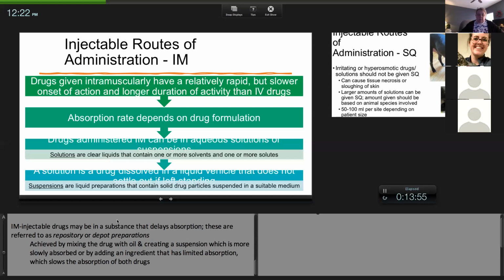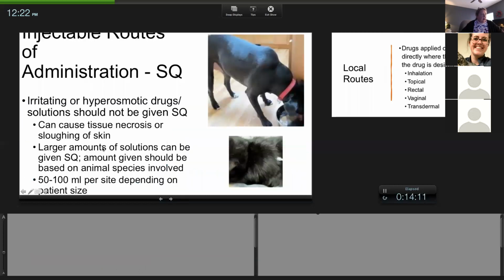So I would say not every animal that gets an IM sedative is the same. I generally like to give them 20 to 30 minutes, unless, like I said, they're completely flat out, then maybe you can get them out. But it takes a certain amount of time.